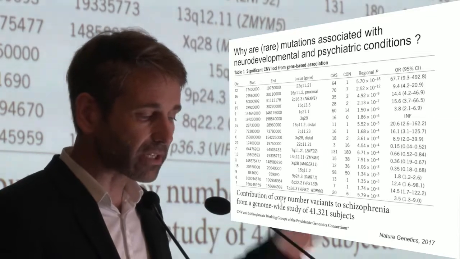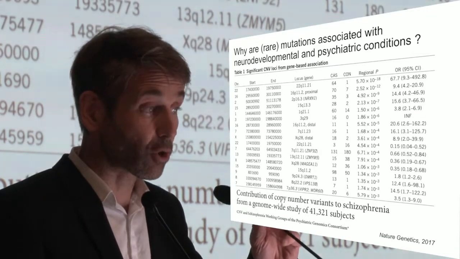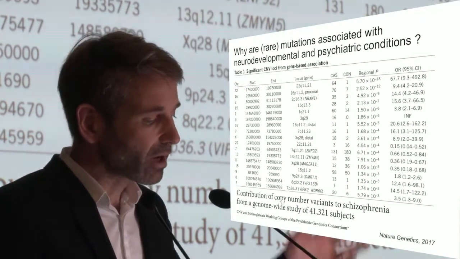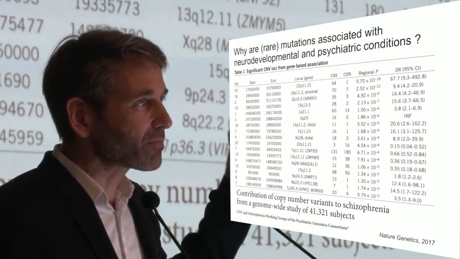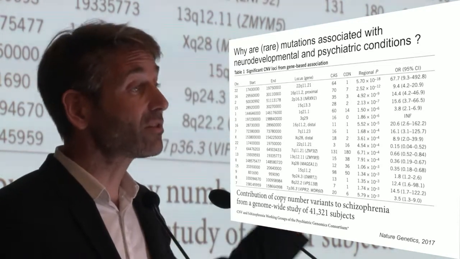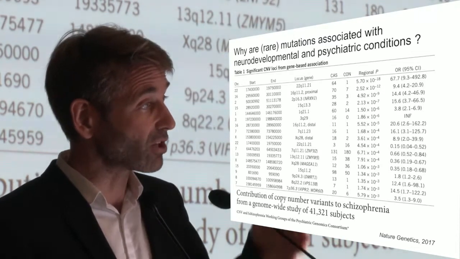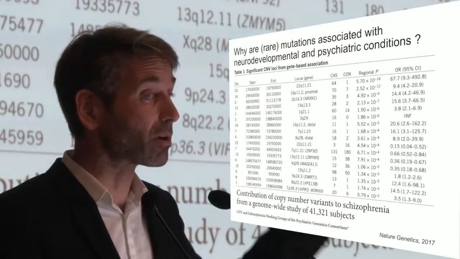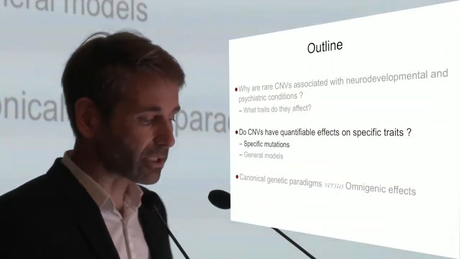This is a list of your usual suspects that are formally associated with schizophrenia. I could show you a smaller list with autism. And yes, they are highly overrepresented. So statistically, it is absolutely clear that they are more frequent in patients than they are in the general population. But why? Except for a few CNVs, we don't really know.